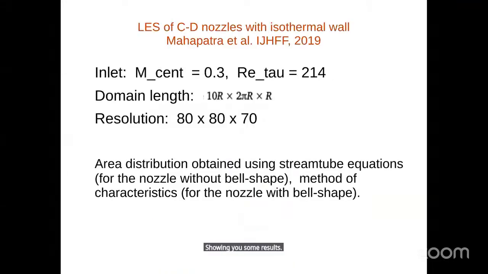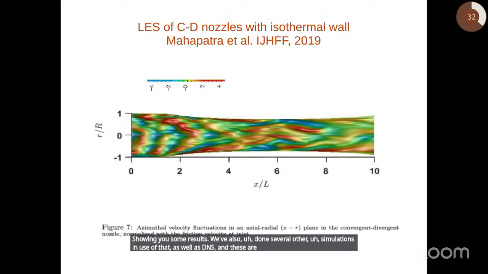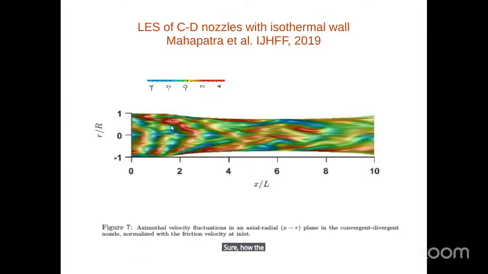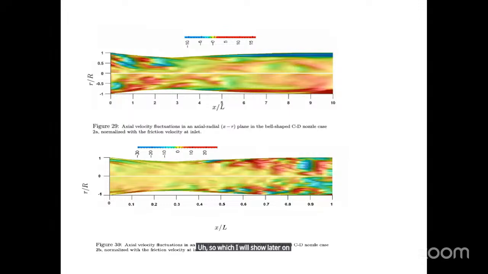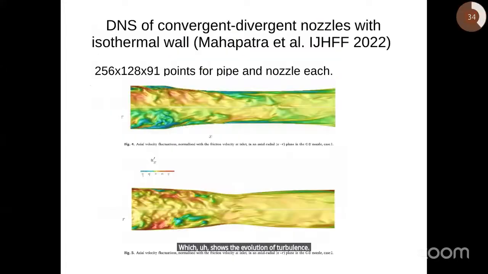We have also done CD nozzle simulations, LES of that as well as DNS, and these are some of the results which show how the turbulence evolves in, let's say, an academic CD nozzle. We have also done bell type CD nozzles, which are important for rocket applications, which I will show later on. This is one of the bell type nozzles, which shows the evolution of turbulence.